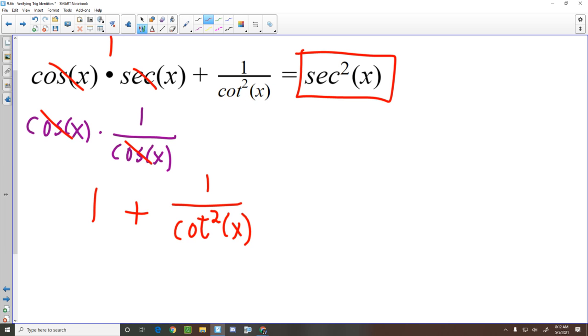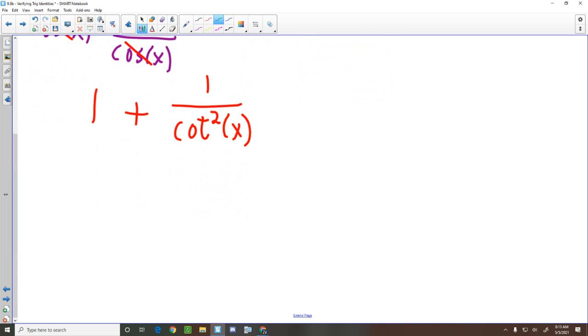Oh, wait a minute, we don't have any trig identities with 1 over a function, do we? Can I rewrite that? What's another way of rewriting 1 over the cotangent? What's the reciprocal of cotangent? Isn't that just tangent? Okay, so let's rewrite this as 1 plus tangent squared of x. That's still the same thing, right? I just substituted one equivalent thing for the other by using an identity. So we have now 1 plus tangent squared.